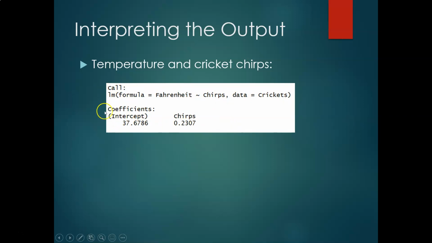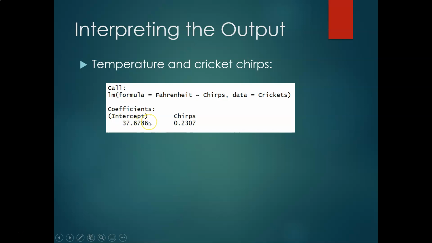It gives us our two coefficients. The first coefficient is the intercept, and it's 37.6786, I should say. And then the chirps is 0.2307. It knows chirps because that's what we fed in here. We said, give me Fahrenheit as a function of chirps, and the data set is equal to crickets. So it's going to say, okay, here's your predictor variable, and as your predictor variable, I'm going to give you a coefficient that will allow me to determine what that value should be at any point in time.